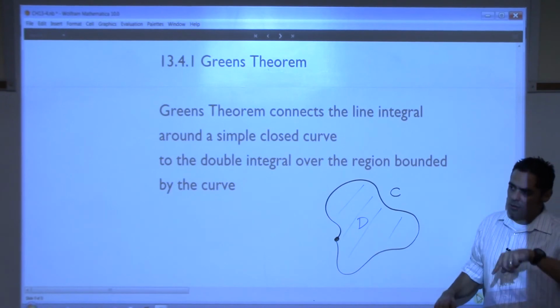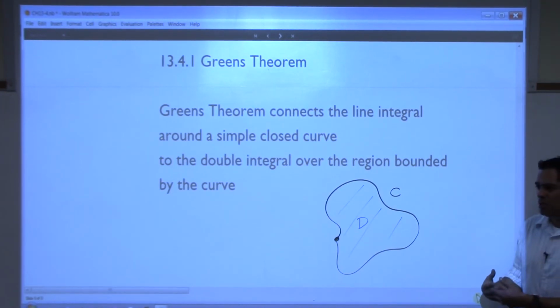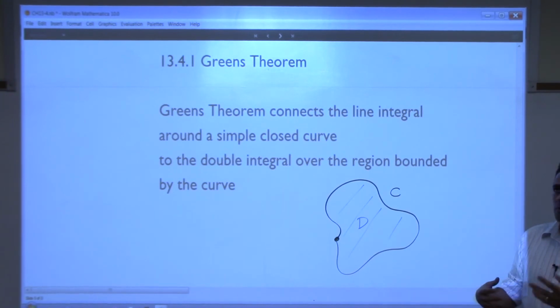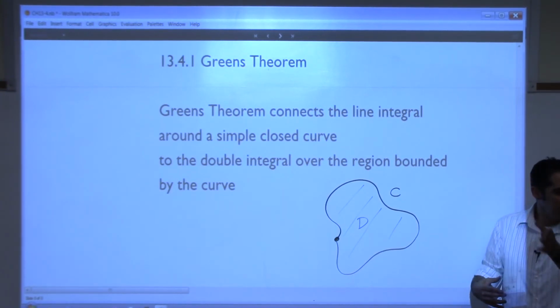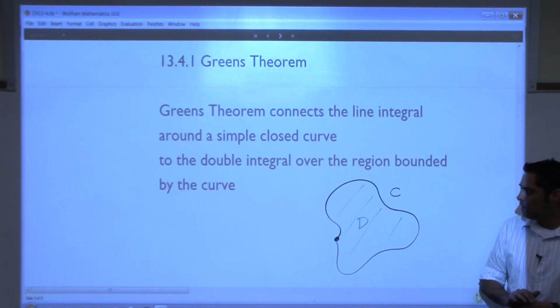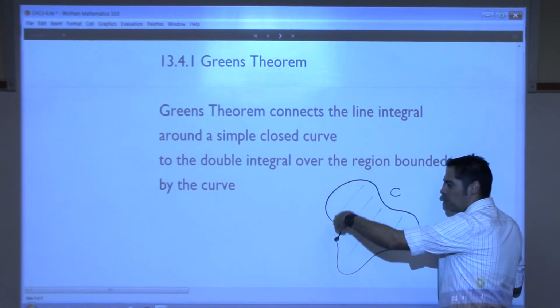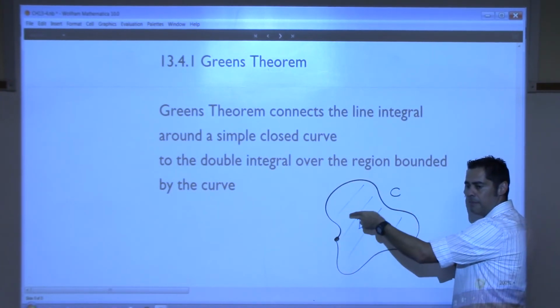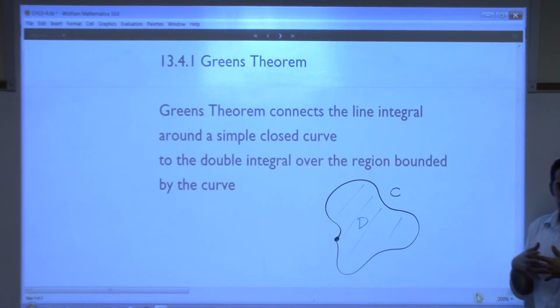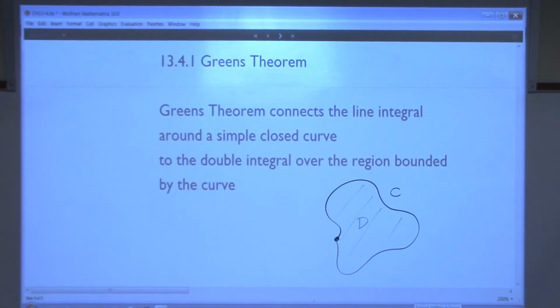So remember, double integrals, you always had to have a region of integration. We started with Cartesian, then we did type 1, type 2, then we went to polar. That was the double integral layout of things. Then we went to line integrals and we said, we're going to move along a path and integrate along this path. This theorem ties the 2 together. They're actually related to each other, which is amazing.